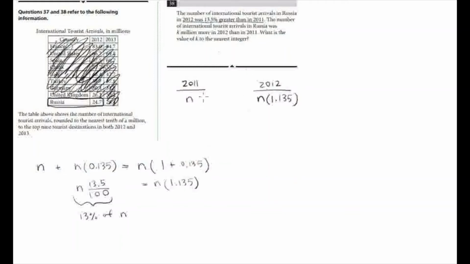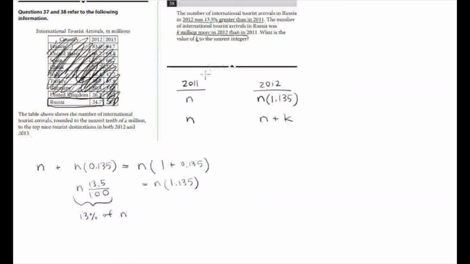So we use one piece of information: 2011 and 2012, n times 1.135. Then the next line says the number of international tourist arrivals in Russia was k million more in 2012 than in 2011. So in 2011 we have n, then in 2012 we have n plus k. Now we have two ways to write the 2012 number, and then we want to find the value of k.